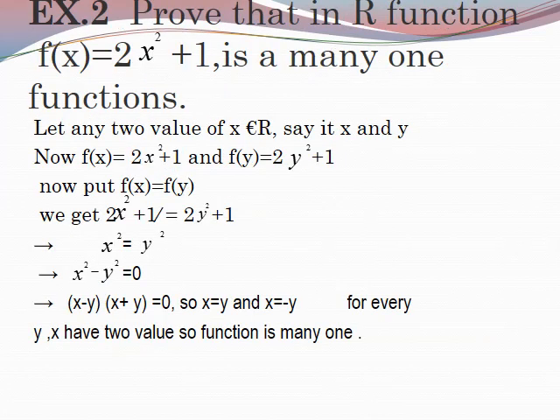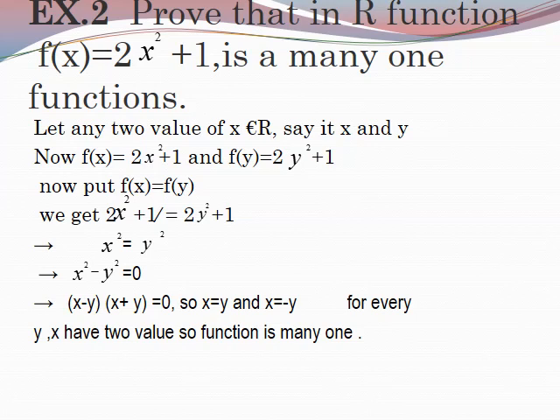Let's see one more example. Example 2. Prove that in R, it means real numbers, the function f(x) equals 2x squared plus 1 is a many-one function. Let any two values of x be x and y. After that, f(x) is already given, 2x squared plus 1, and we have to find f(y), which is 2y squared plus 1. Now we put f(x) equals f(y). After putting, we get 2x squared plus 1 equals 2y squared plus 1. Now 1 cancels, so we are left with x squared equals y squared. After shifting y squared to the left side, we get x squared minus y squared equals 0. We apply the difference of squares formula, so we get (x minus y)(x plus y) equals 0. So we can say that x equals y and x equals minus y.